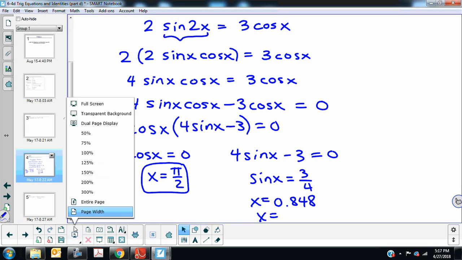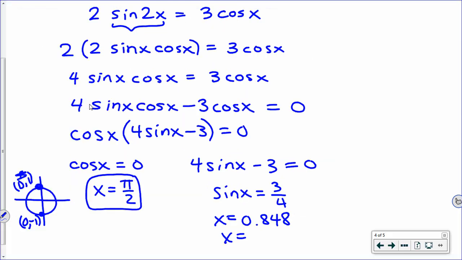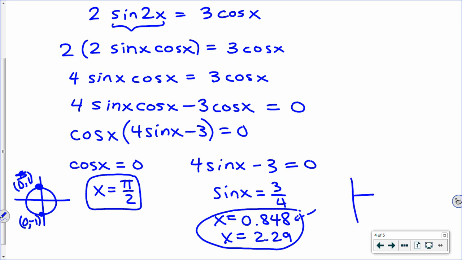So you can use the graphical approach when you're going to the calculator anyway, or you can use the inverse sine approach, which only gives you this quadrant answer, and then you have to find that same answer in the other quadrant. And these are in the interval 0 to pi. Those are the only solutions, so I'm done with this question.